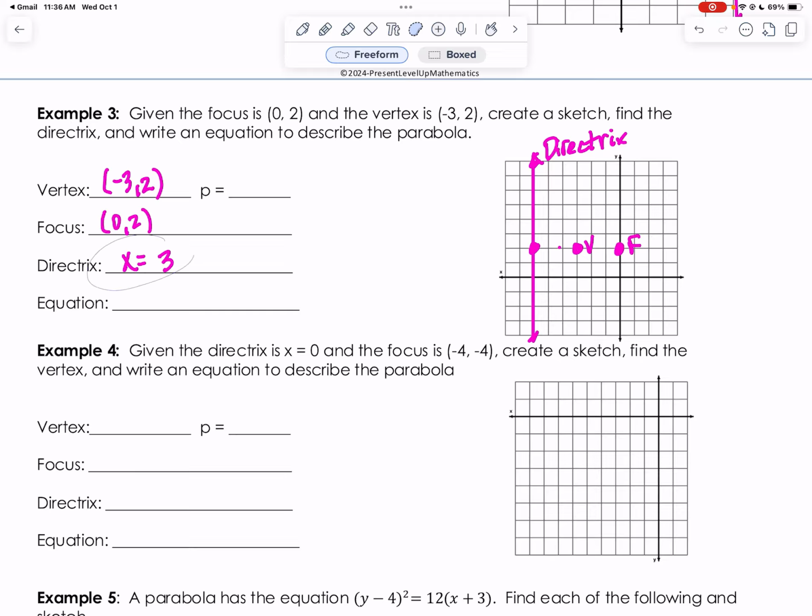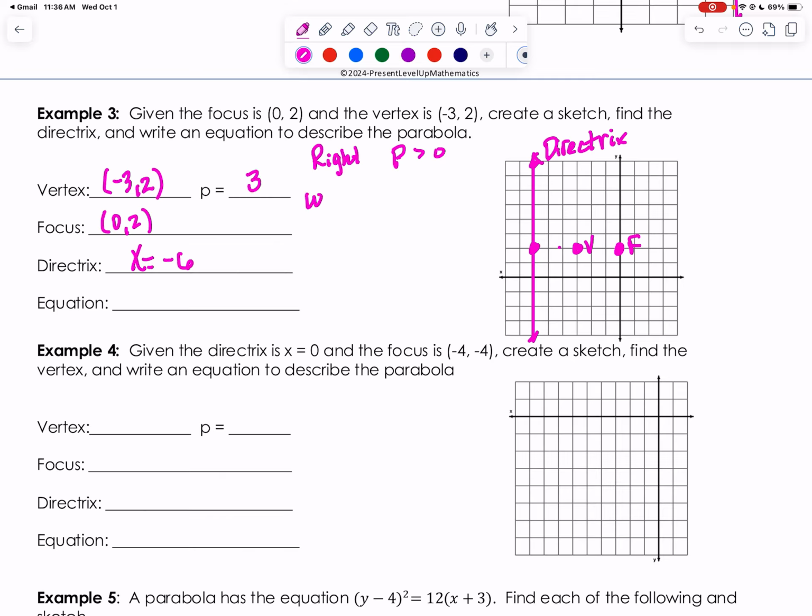I need to erase that. All right, so my directrix should have been x equals, let's see, 1, 2, 3, 4, 5, negative 6. All right, so there's my directrix. Now, this parabola is going to open to the right because it opens towards the focus point. So the value of p must be positive. How many units is it from the vertex to the focus? 1, 2, 3 units. So the value of p is 3.